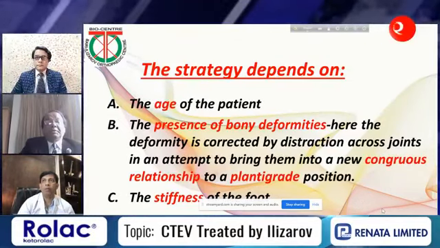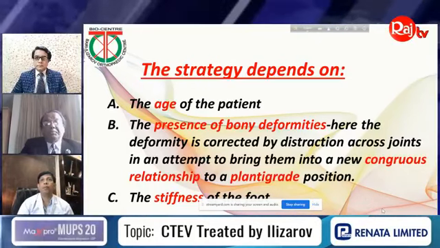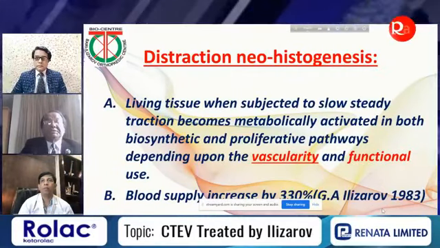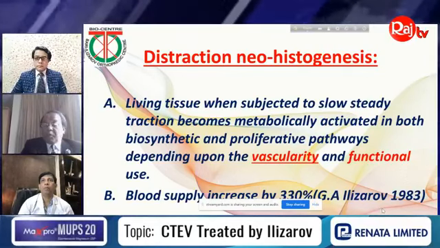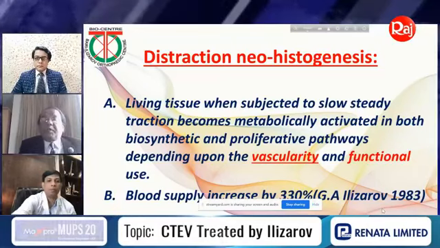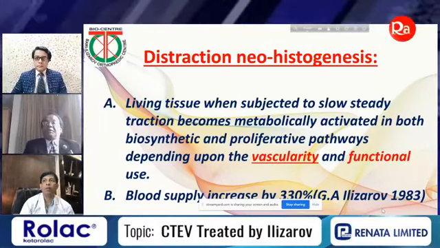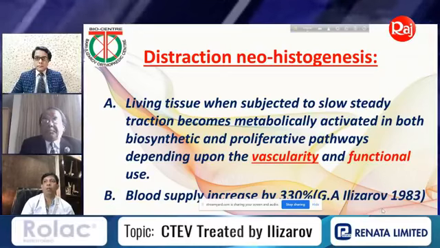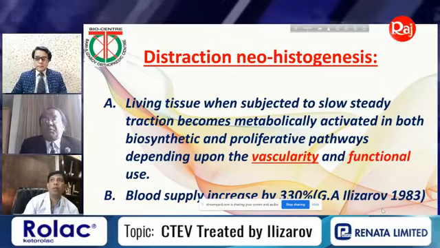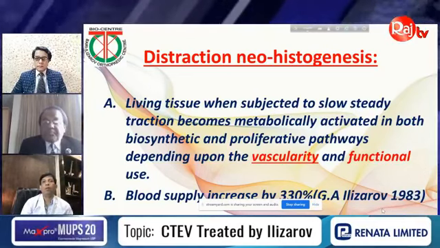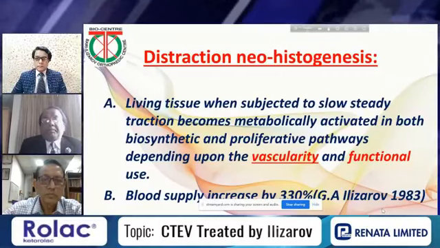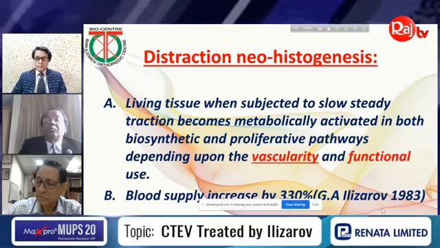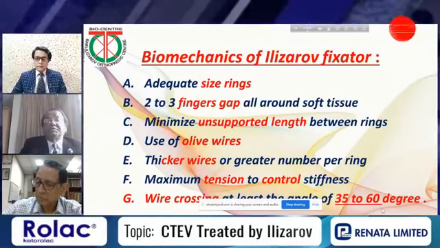You can see here, the strategy depends on the age of your patient, presence of bony deformities, and at the same time, stiffness of the foot. Distraction, new osteogenesis, as I told you, this is very important, the Ilizarov law. Whenever you are applying Ilizarov, you must think about the law of the Ilizarov. Slow and steady traction on a living tissue, I repeat it, is metabolically activated in both biosynthetic and proliferative pathways, depending upon the vascularity and functional use. And Professor Ilizarov showed in 1983 that when you apply Ilizarov, you will get 330% blood circulation in the area where you are applying it.